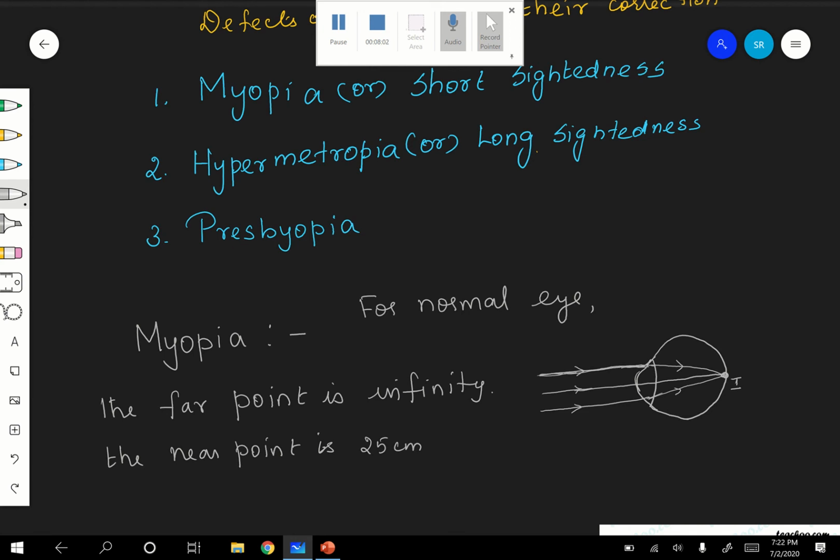25 centimeter, correct? Therefore, say for example, if I draw, see here, this is the lens. Here you see the near point is 25 centimeter, somewhere here in front of the eye. Here is the object. So light from the object goes to the lens and falls on the lens.